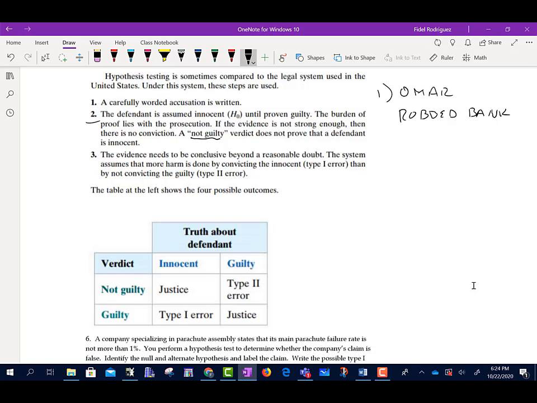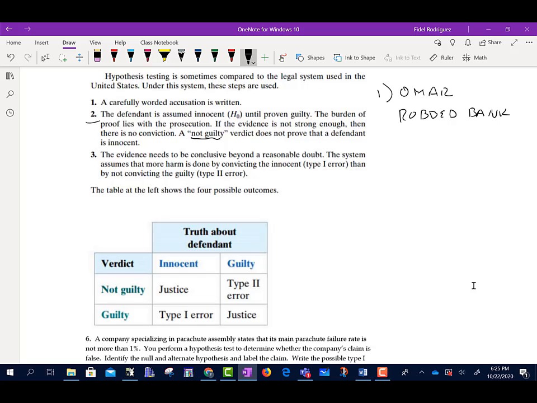So think about what this means. Suppose I actually robbed the bank. If I was found not guilty, they didn't prove that I was innocent. They just didn't have enough evidence to prove that I was guilty. Or even if I didn't rob the bank and they came back with not guilty, they didn't prove my innocence. They just were not able to prove that I was guilty.